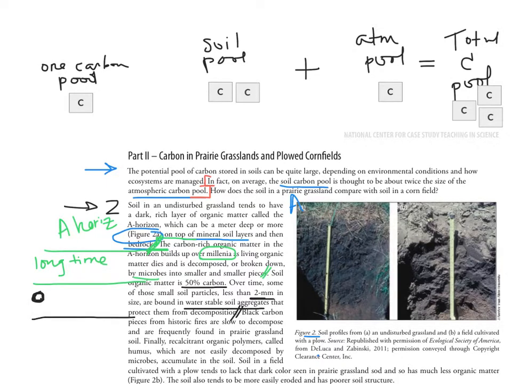Black carbon pieces from historic fires are slow to decompose and are frequently bound in prairie grassland soil. Okay, that's nice. Campfire. Charcoal. Charcoal carbon. I've run out of space on this page. Let's move it down.